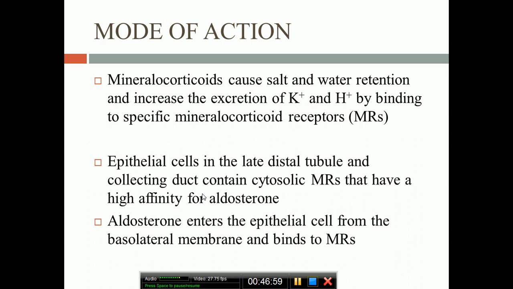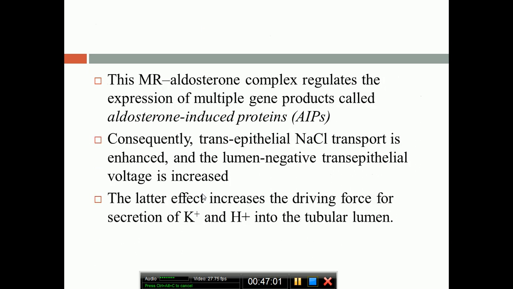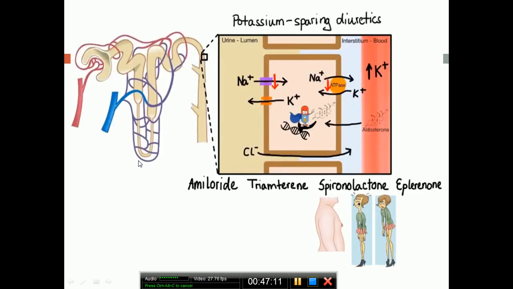Mineralocorticoids, these are the normal physiology. Consequently, transepithelial sodium chloride transport is enhanced and the lumen negative. This is again the normal physiology. So this will cause sodium and chloride ion reabsorption. This will hinder the reabsorption.